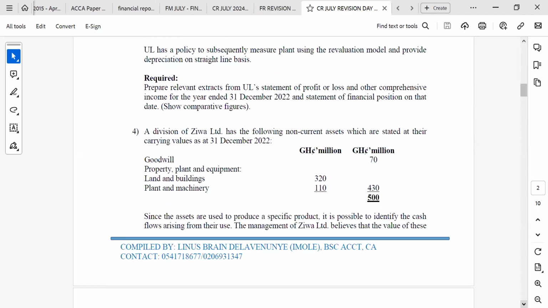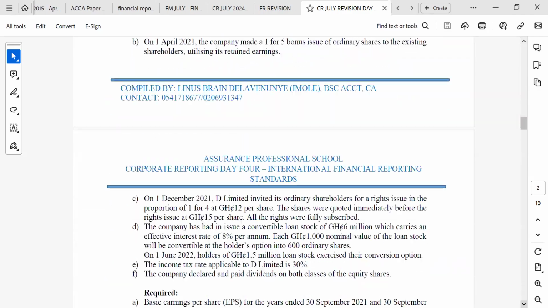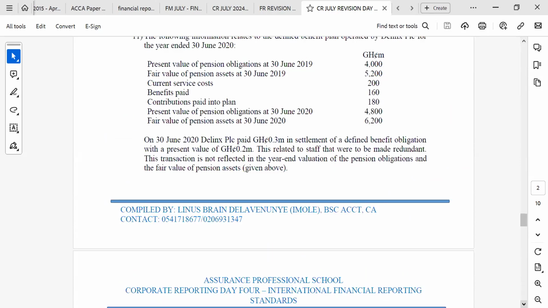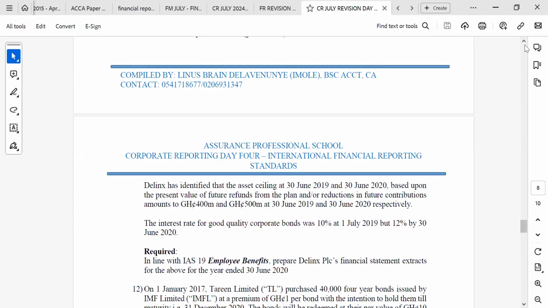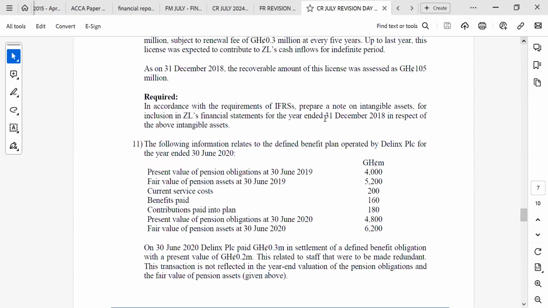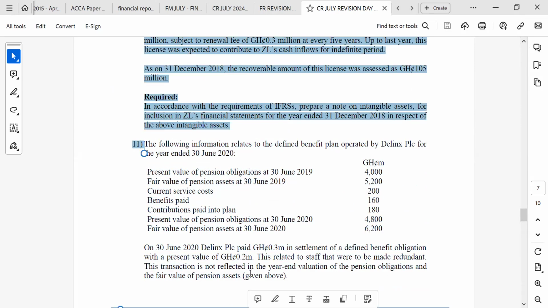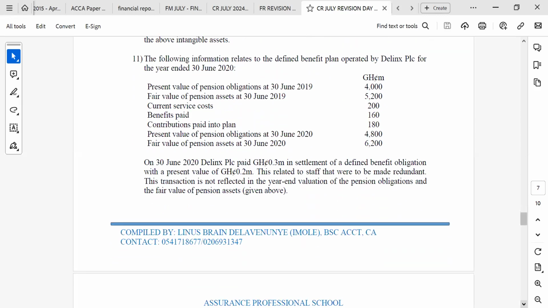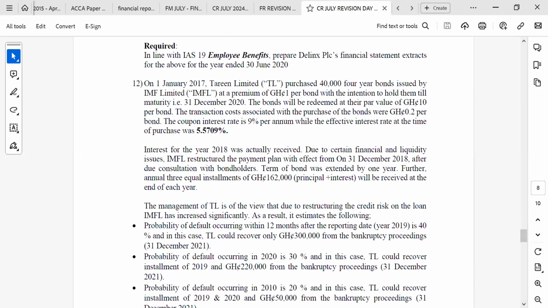Please look at this. We have solved this question before on employee benefits. There is a question on employee benefits here. Please, you can revise it again. We have solved this one in class: the following information relates to. You might be seeing employee benefits in the exam, and anything can happen.